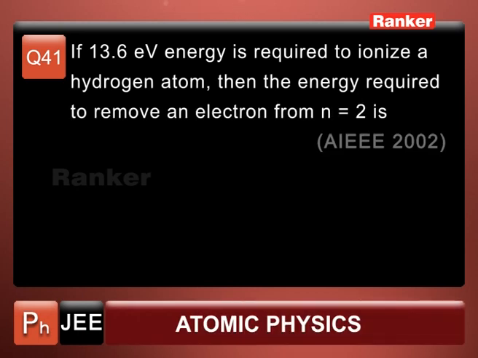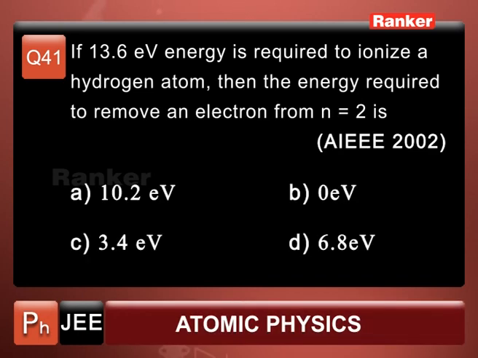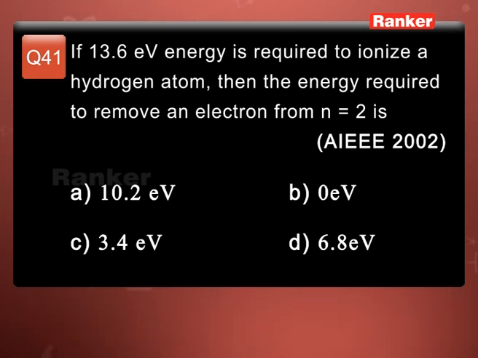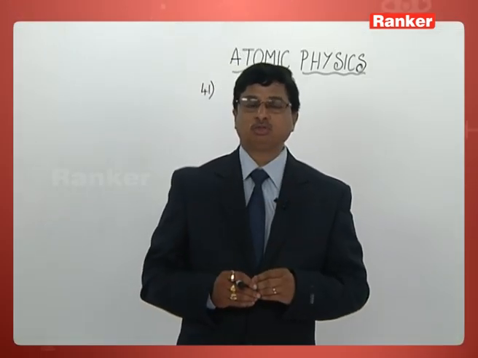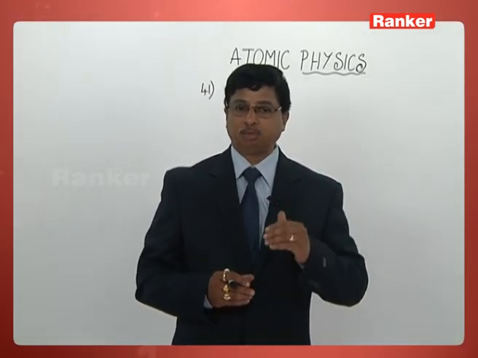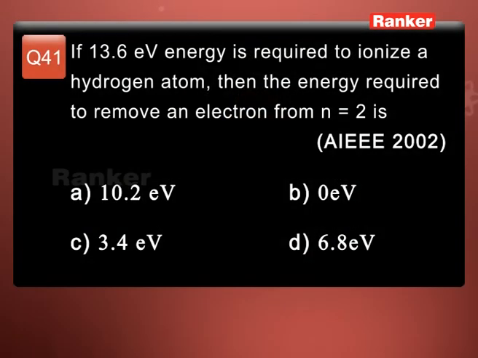If 13.6 electron volt energy is required to ionize a hydrogen atom, then the energy required to remove an electron from n equal to 2 is how much? From the second orbit, n equal to 2 means that is a concept there. And this question has been asked in the 2002 IEEE paper. Four options are given this way.